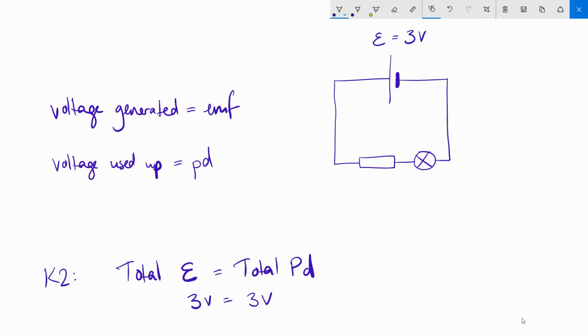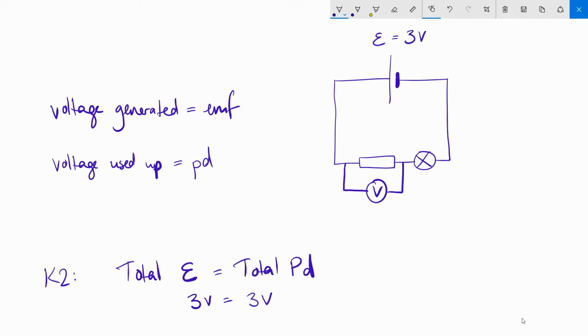Now, if you have resistance, you will use up voltage. We usually pretend that wires don't have any resistance, and we usually pretend that cells don't have any resistance as well. So if we're pretending that, that means that the wires don't use up any PD, the cell doesn't use up any PD, it's only the resistor and the bulb that are using up the PD. So between them, they need to use up 3 volts.